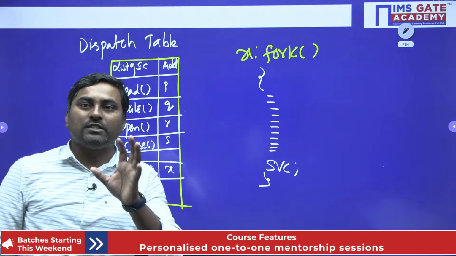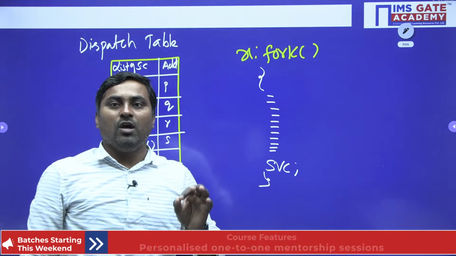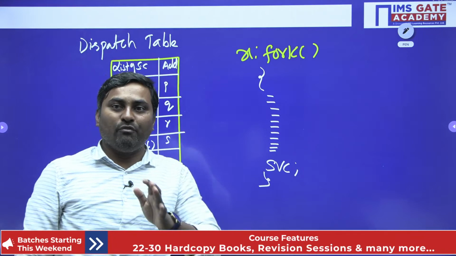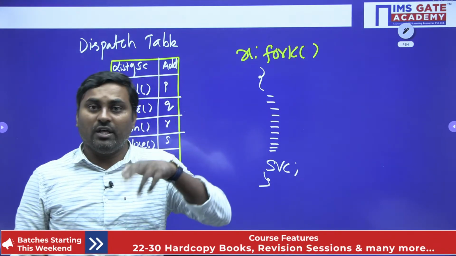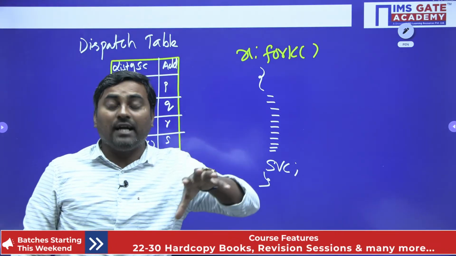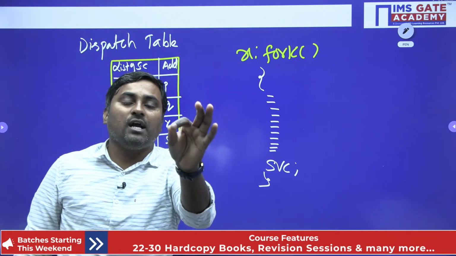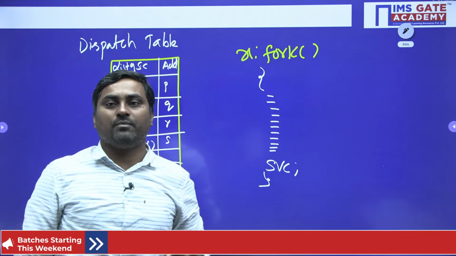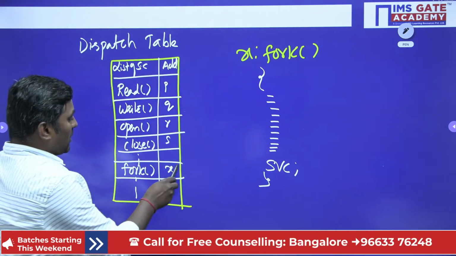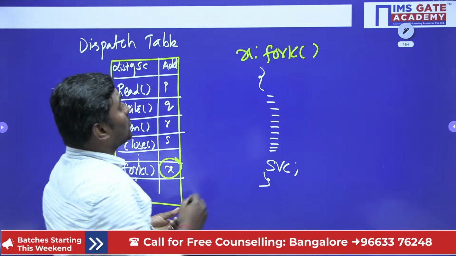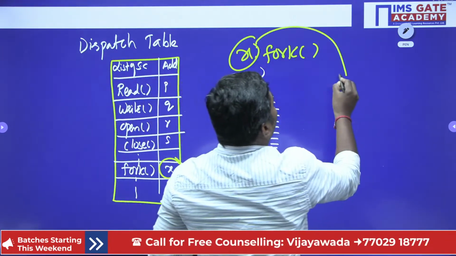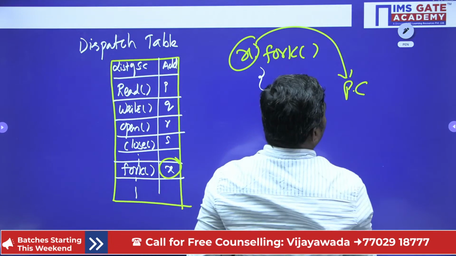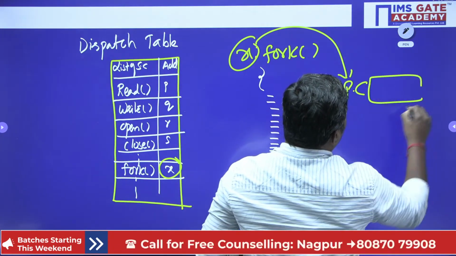Now what are the steps? What is step number one? First you change the mode from user to kernel mode. Then read the dispatch table. In that dispatch table, for the concerned system call, look at the address. So the address is X. This address X you have to place into the program counter.